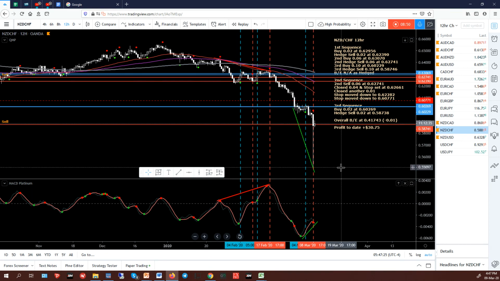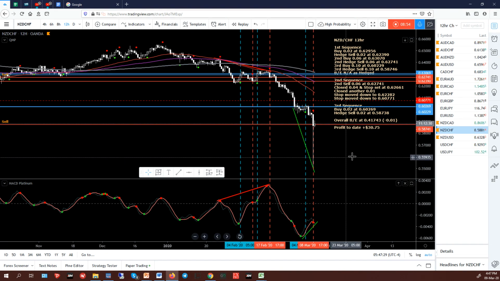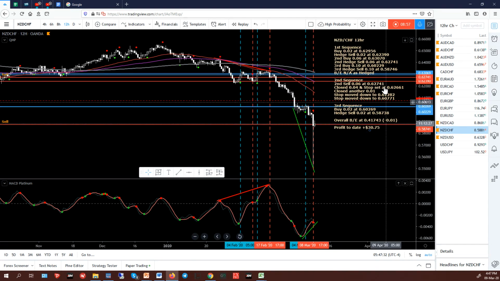Just a little bit time consuming, but while the pairs give me a bit of grief like this one is, other pairs are making money. Look at the big picture.